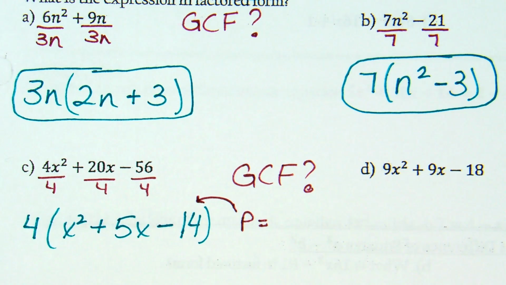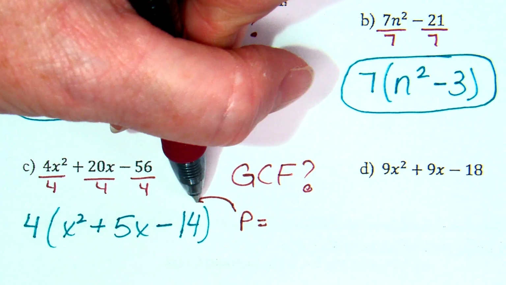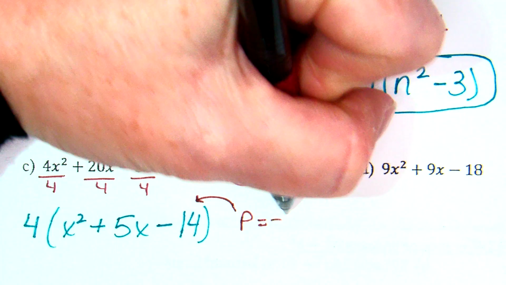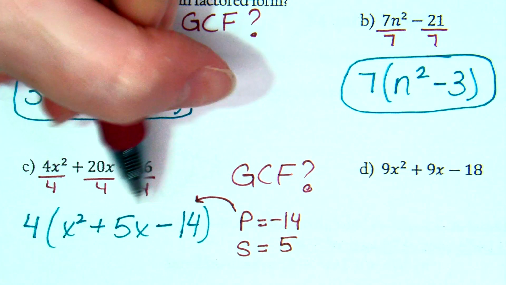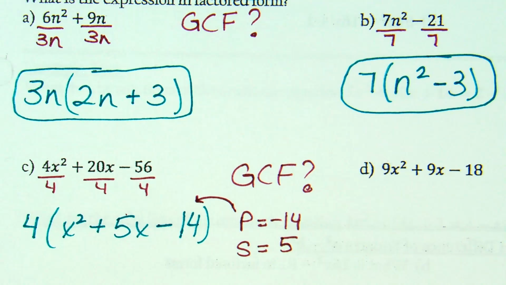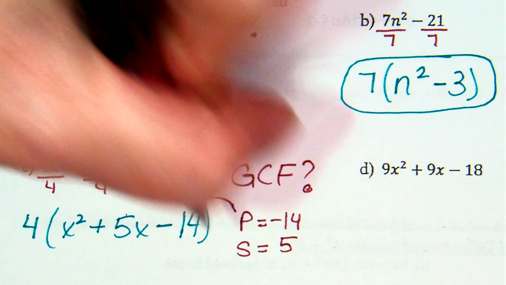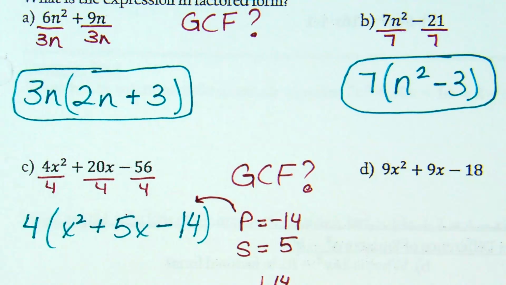We would need 2 numbers that give me a product of negative 14 and a sum of 5. Oh, I'm looking at the wrong thing. Use what it is after you divide by the 4. So what kind of numbers multiply to be 14? 1 and 14 or 2 and 7? Could 2 and 7 work?